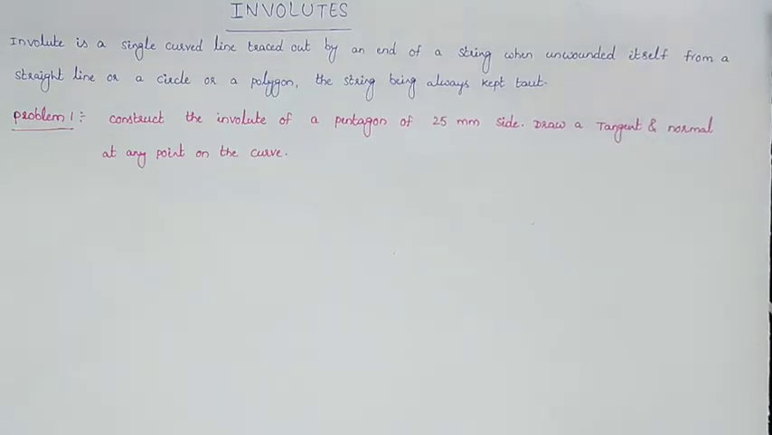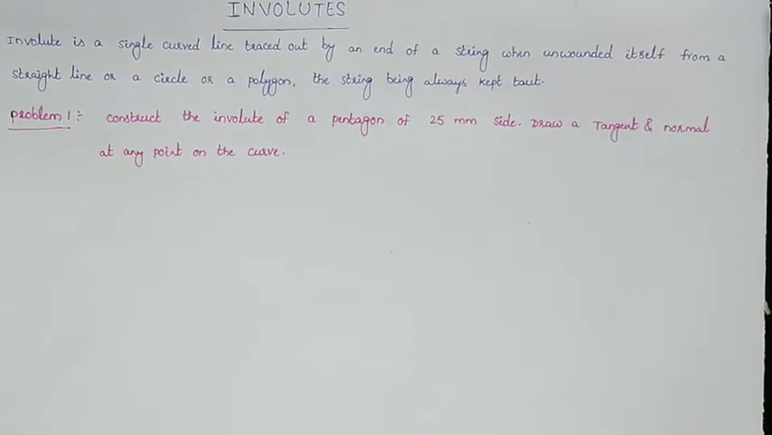So first of all, what do you mean? An involute is a single curved line traced out by an end of a string when unwound itself from a straight line or a circle or a polygon. The string is always kept tight.